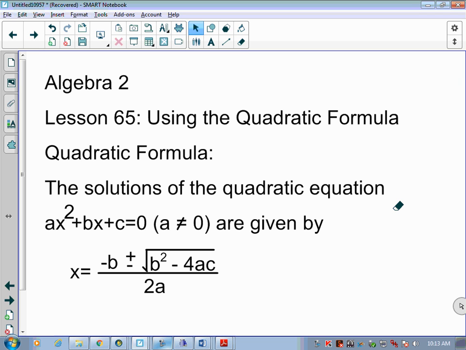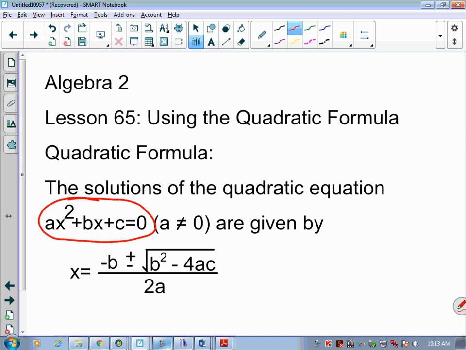Looking at is Algebra 2, Lesson 65, using the quadratic formula. The quadratic formula is the solution to the quadratic equation. The quadratic equation is in the form ax squared plus bx plus c equals 0. And it's not always plus, it's not always ax squared plus, that may be minus. It could be minus there as well, okay? But our quadratic equation is in the form of ax squared bx c specifically equals 0.